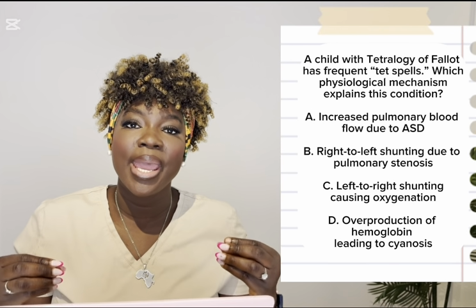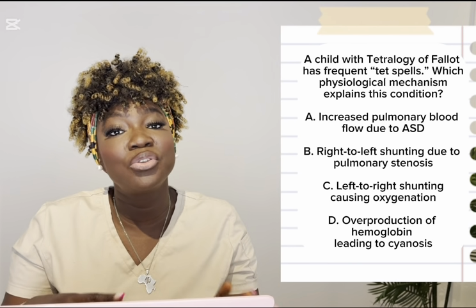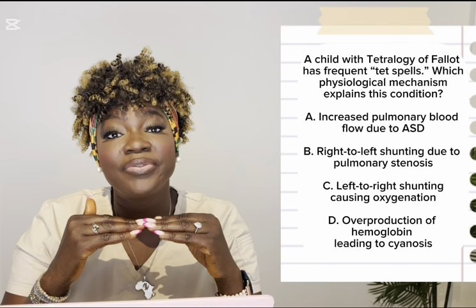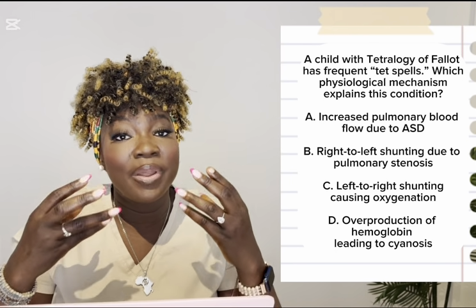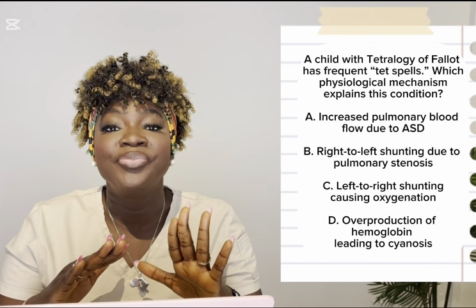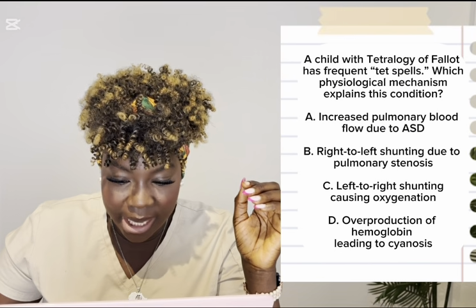And so that's why, as supportive care, when the baby is awake, you try to provide a calm environment for them to avoid triggering TET spell. You give them a pacifier to calm them down, okay? So that's why the right answer is B.